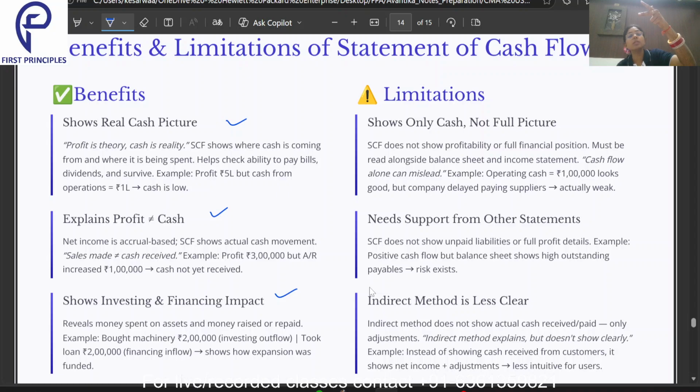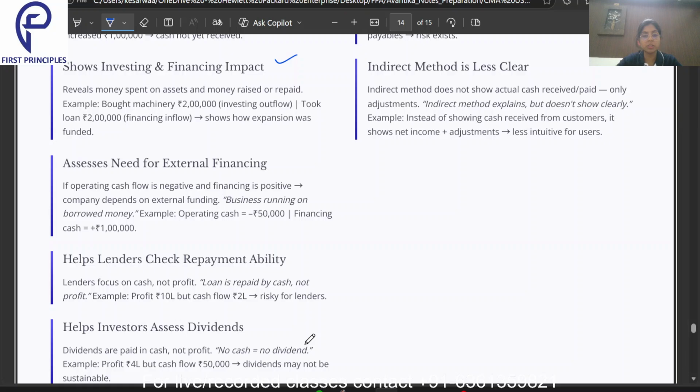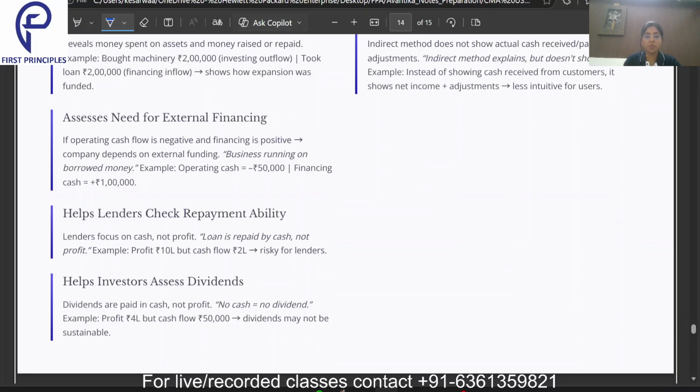Why? Because we have two separate activities, investing activities and financing activities. Then it assesses the need for external financing. If operating cash flow is negative and financing is positive, the company depends on external funding. Then it helps lenders check the repayment ability. Why? Because when lenders want their money back, suppose I have taken a loan from someone and they want their money back, what will I do? I will pay them back in cash. So they will be interested in knowing the cash balance. Then it helps investors assess the dividends, because dividends are paid in cash and they are not paid in profit.